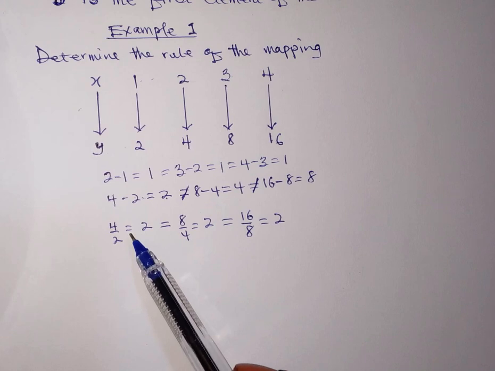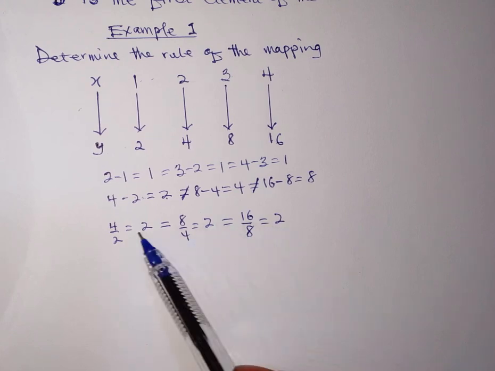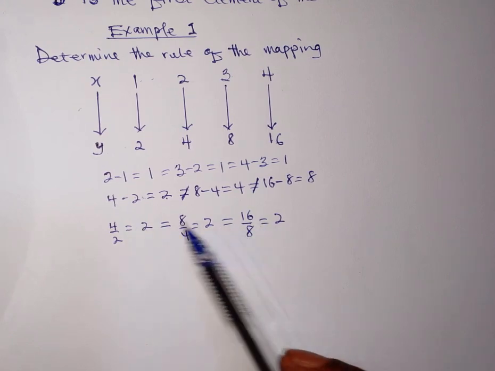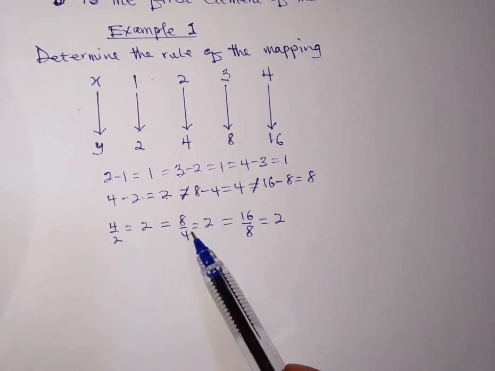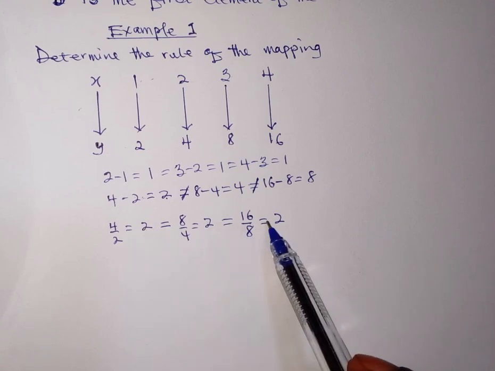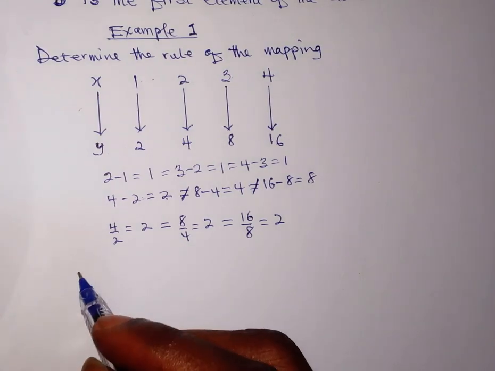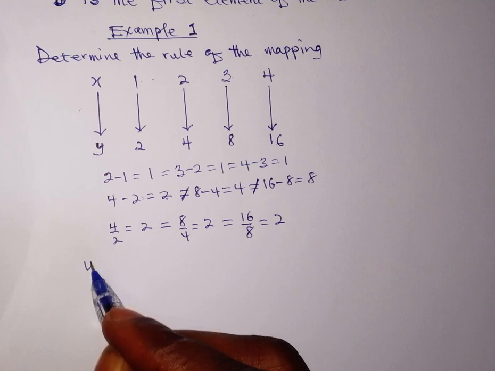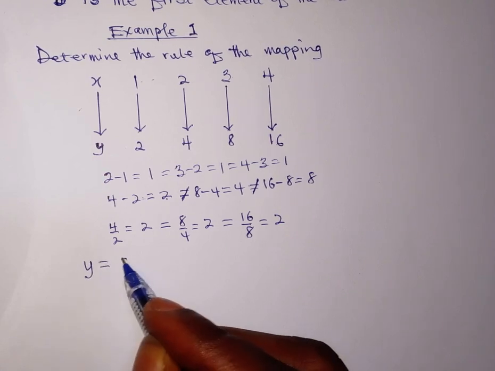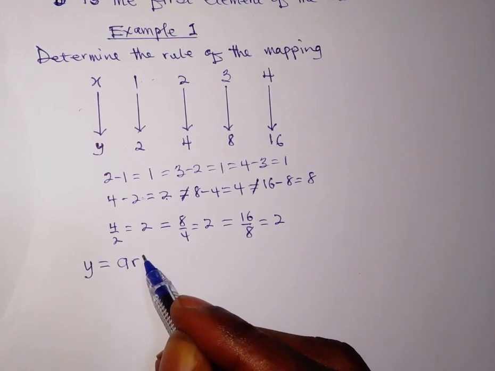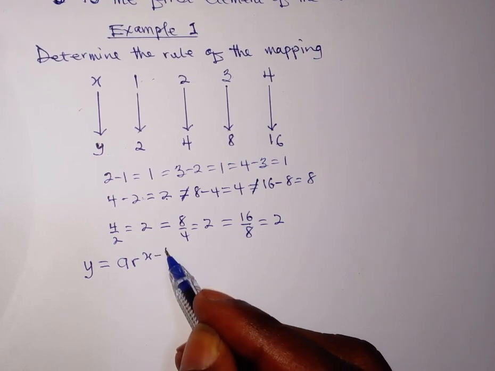So you realize that we are getting a ratio which is constant. It is running through. We are getting the same. When you find a ratio of consecutive numbers, you are getting a constant, and that is 2. So once you realize that, then it means that this mapping is exponential. Then you can proceed to use the general rule for exponential mapping, which is giving us y equal to a r exponent x minus b.